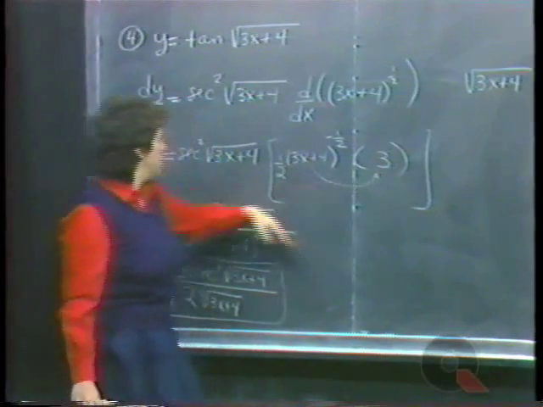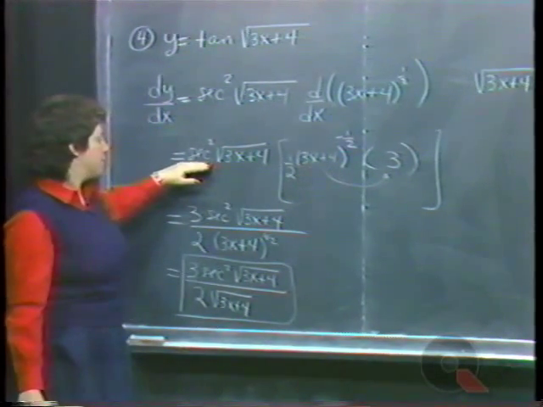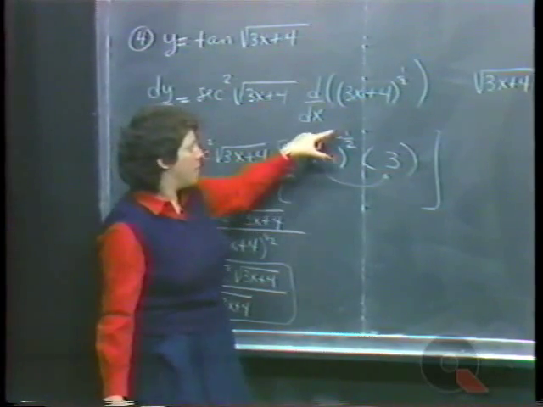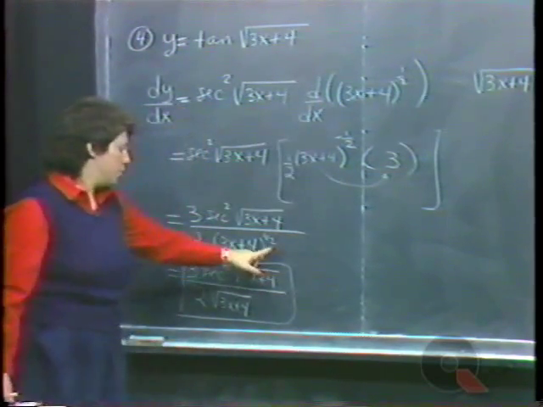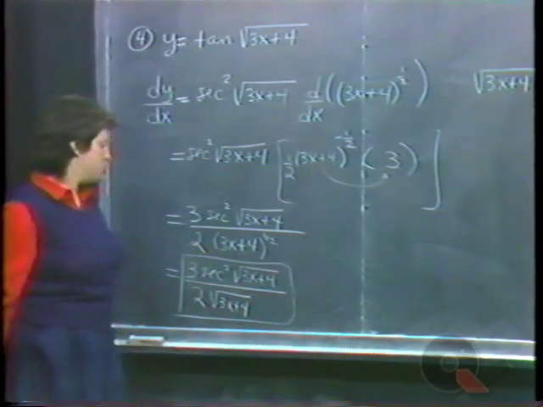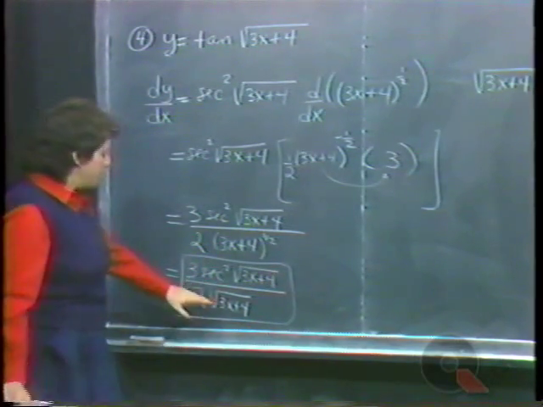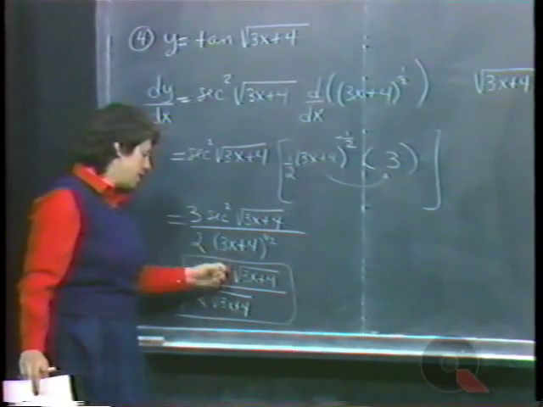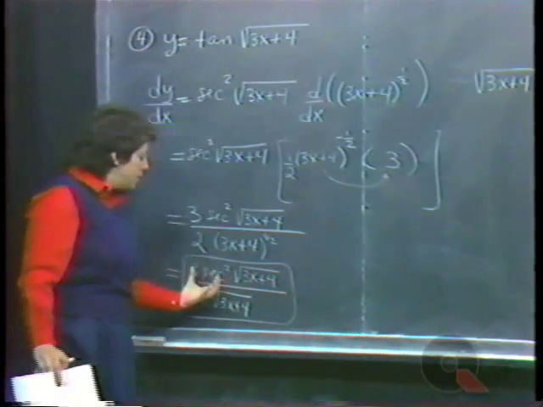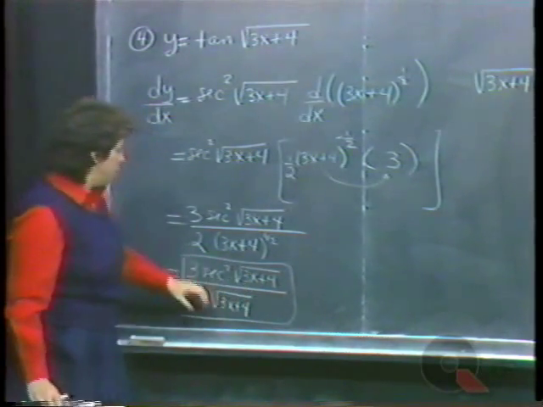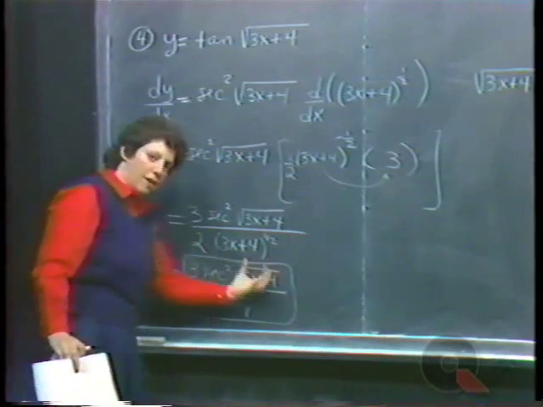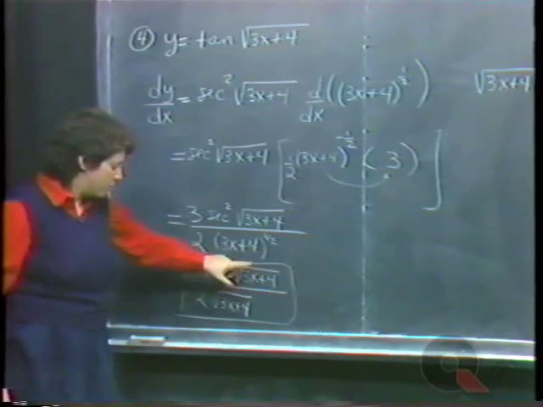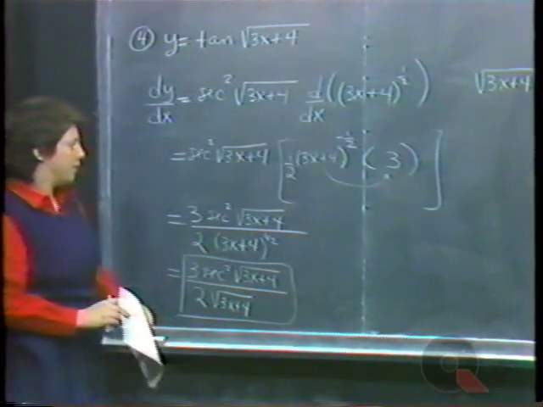The 3 was upstairs, the secant squared of the square root of 3x plus 4 was upstairs, the 2 is downstairs, and we saw that 3x plus 4 to the minus 1/2 went downstairs to the 1/2 power, and that, of course, became the square root of 3x plus 4. Now remember, you cannot cancel these square roots of 3x plus 4, because that would leave the secant squared of, and you can never have a trig function without an argument, without an angle right after it. It can't be secant squared, it has to be secant squared of something. So you cannot cancel these square roots of 3x plus 4.